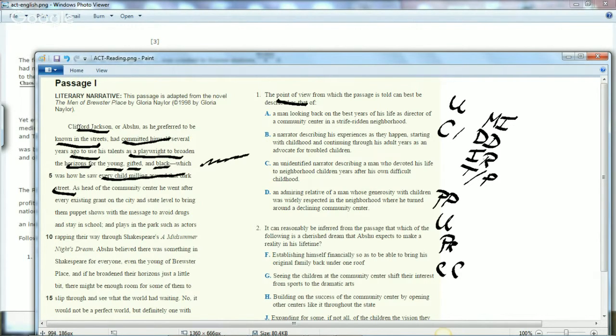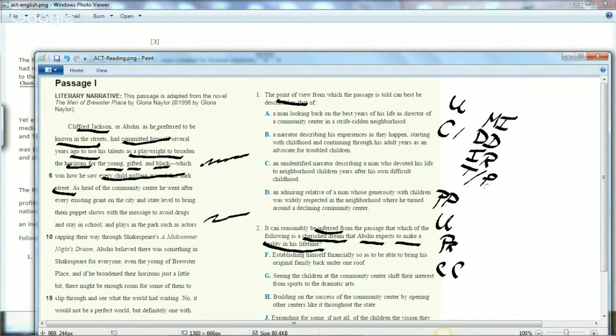Inferential reasoning is more of an idea question. So here you see reasonably inferred from the passage, which of the following is cherished dream Abshu expects to make a reality in his lifetime. So we need this idea. So we keep looking through the passage till we find Abshu and the cherished dream and the reality he wants to make during the lifetime. You underline all those ideas, write down what you find again, and then you're going to be matching that with your choices. Which one fundamentally matches up with what you've written down?